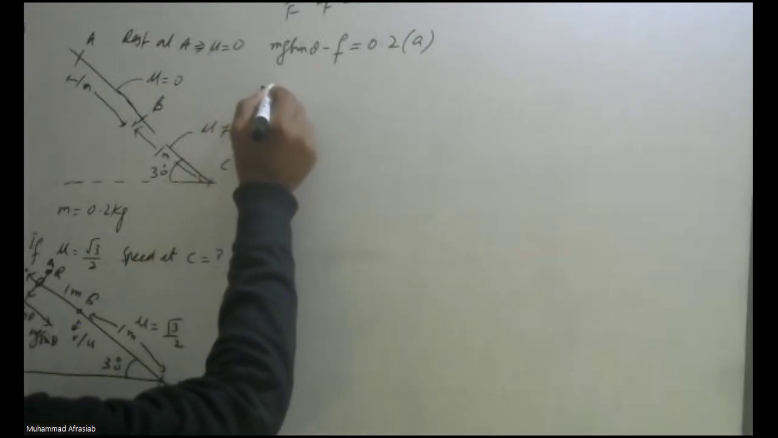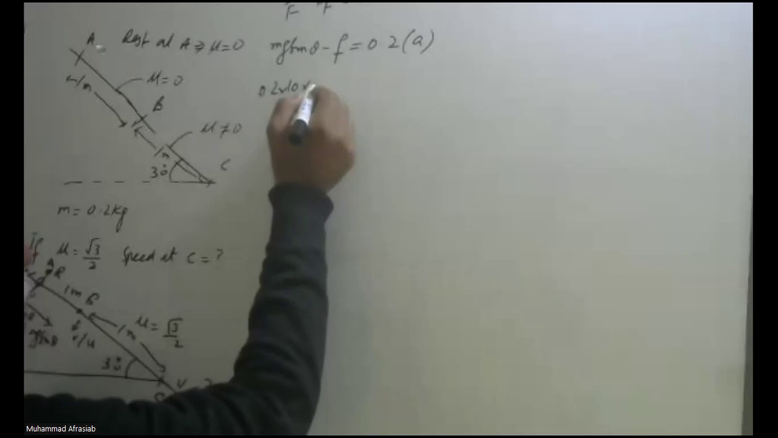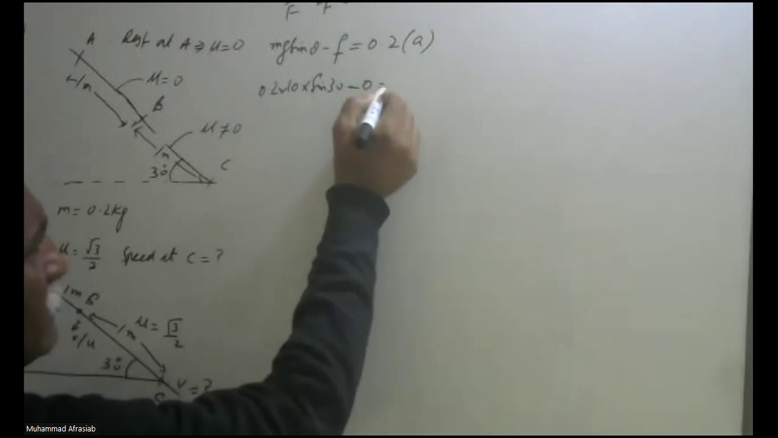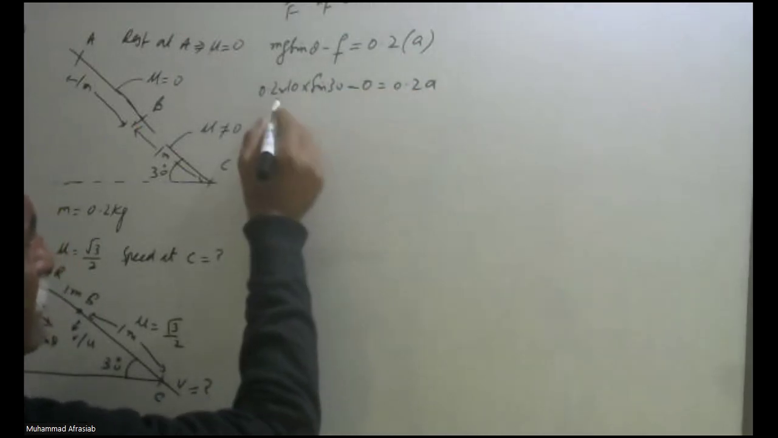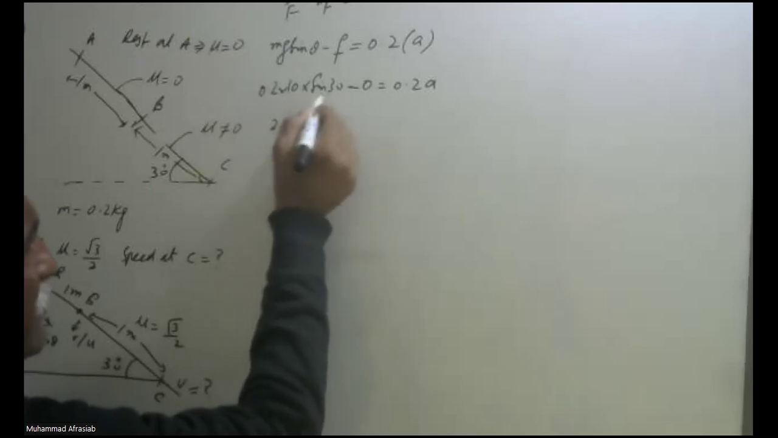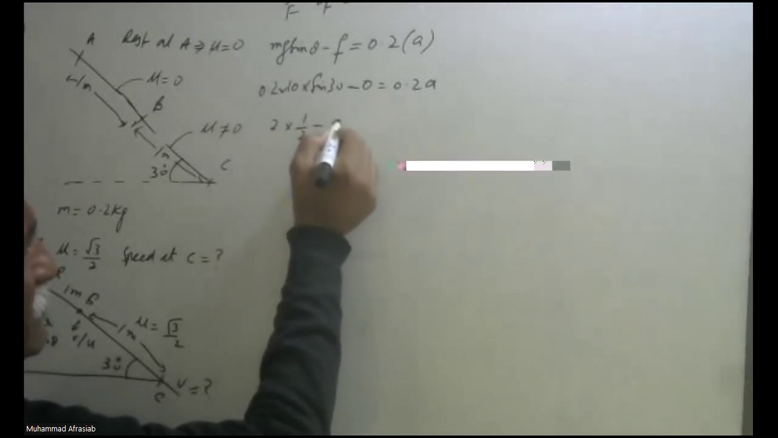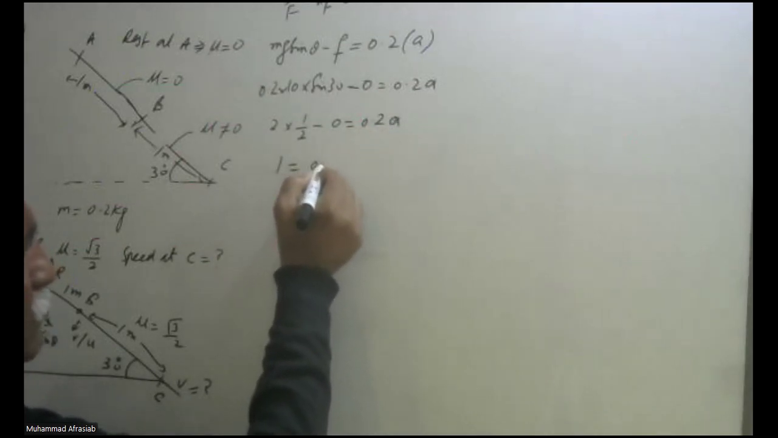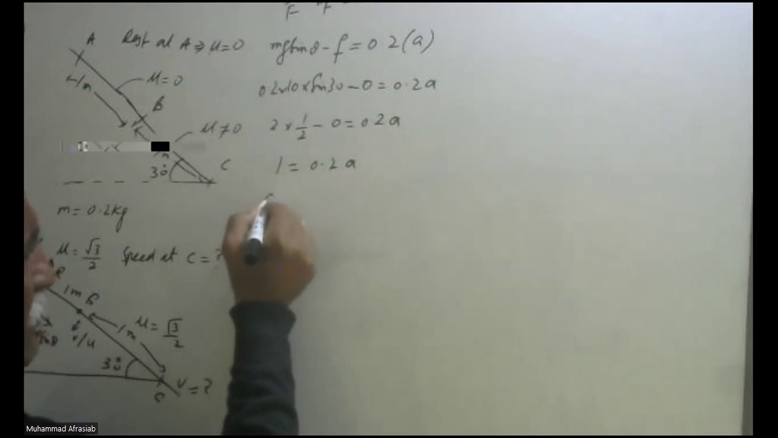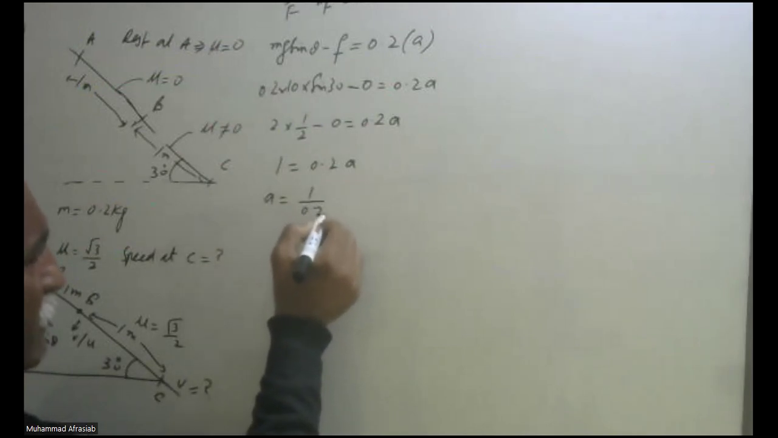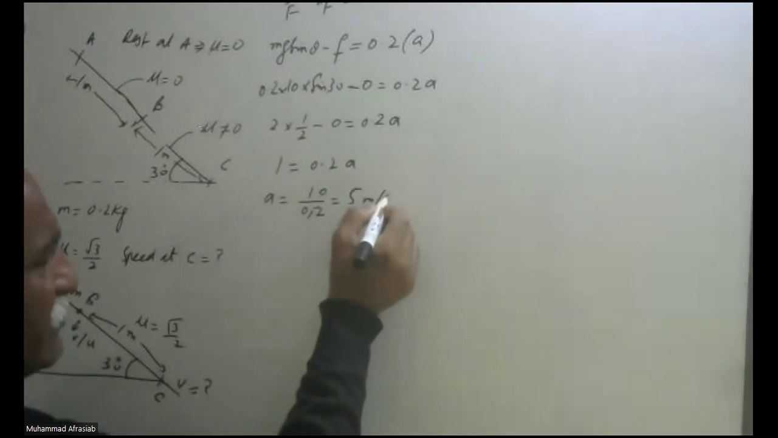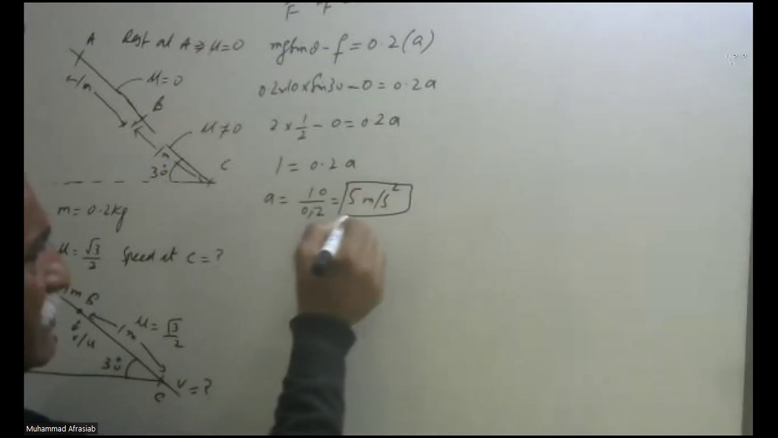m is 0.2, g is 10, sine of 30, minus 0 is equal to 0.2a. 0.2 times 10 times sine of 30, which is 1 over 2, minus 0 is equal to 0.2a. So 1 is equal to 0.2a, and a is equal to 1 over 0.2, which is 5 meters per second squared, the acceleration of the particle from A to B.